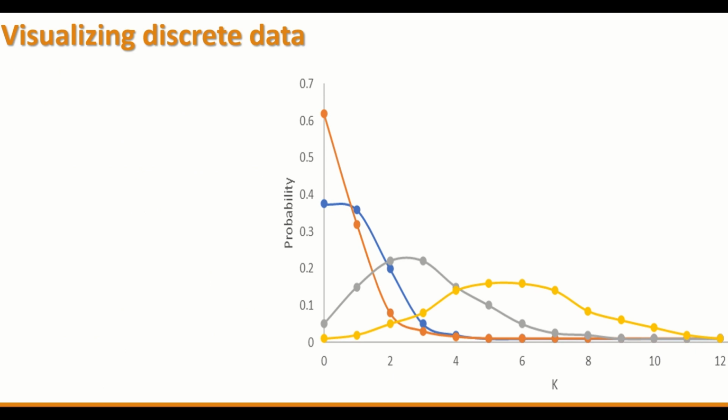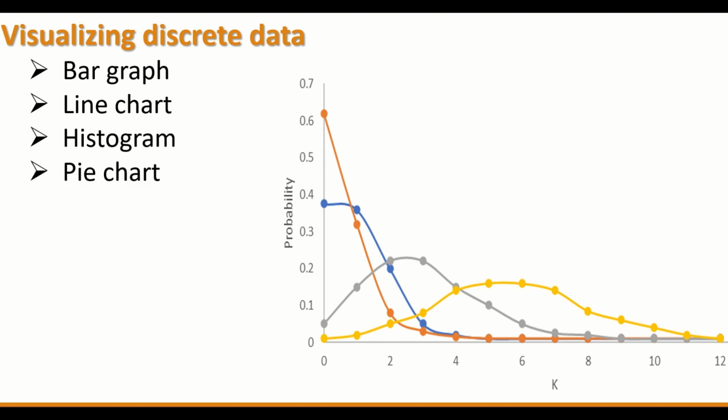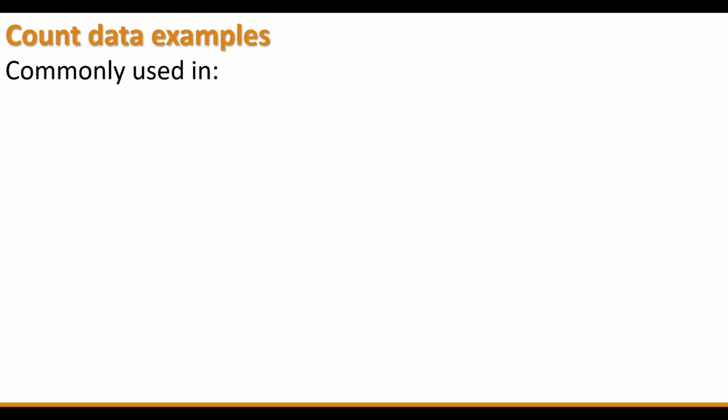So how do we visualize discrete data? You could use the bar graph or the line chart or the histogram or the pie chart. And here in this figure, the plot shows the discrete data plotted using a line chart. Examples of count data: the data commonly collected in epidemiology.